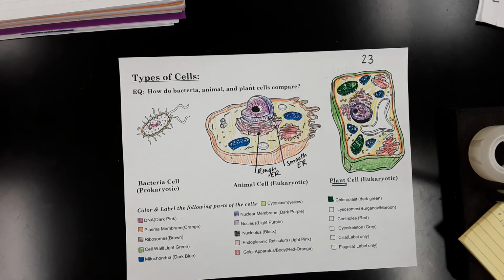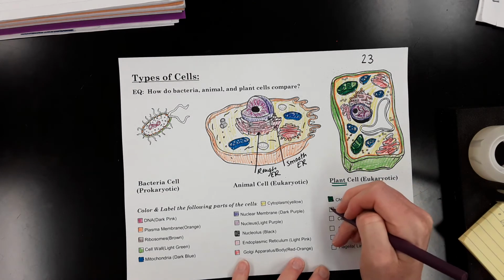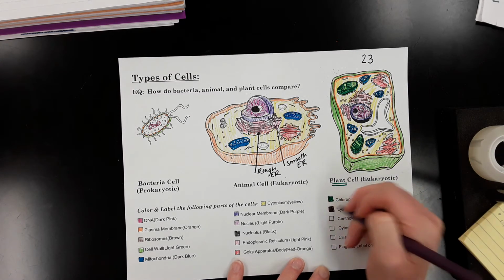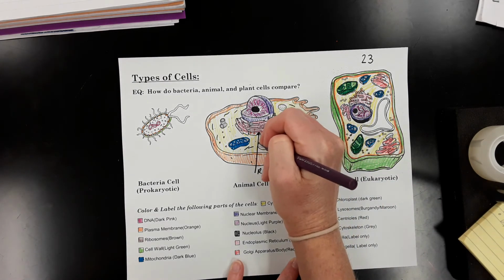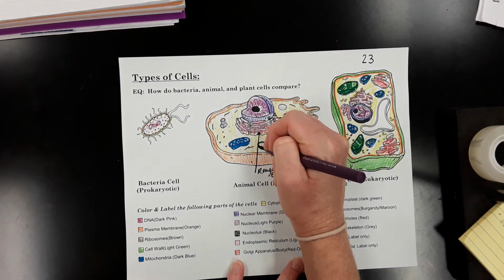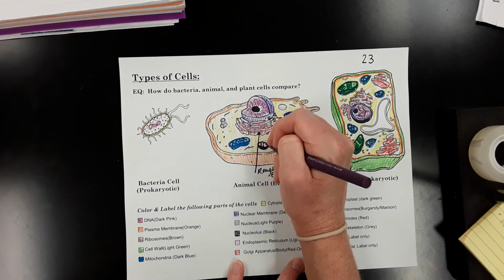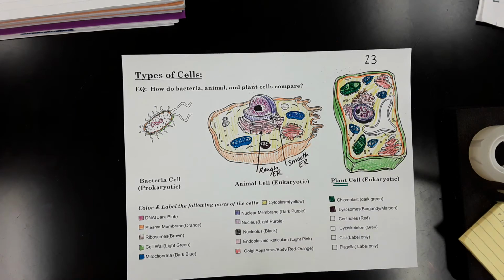The lysosomes, this is the recycling center of the cell. So we're going to try to make these kind of burgundy or maroon, a little pirate color here. So here we have the lysosome. And these little dots in here are supposed to represent the enzymes. And that is just in the animal cell.